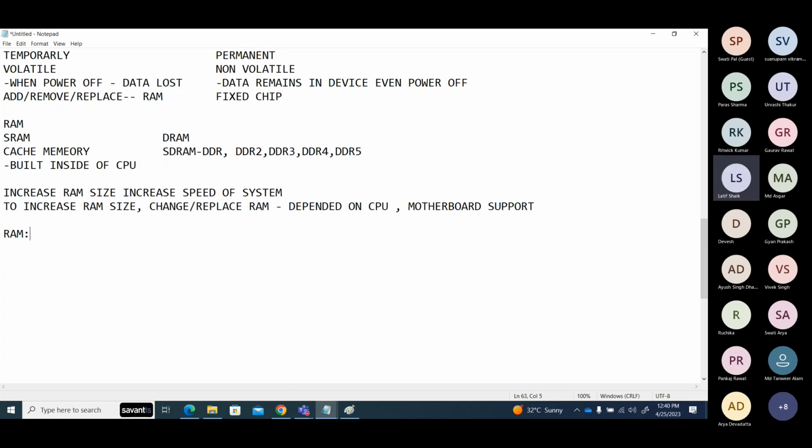Every RAM has a specification. One is size, second is clock speed, and the model. The model will tell you the pin configuration, the pin notch.